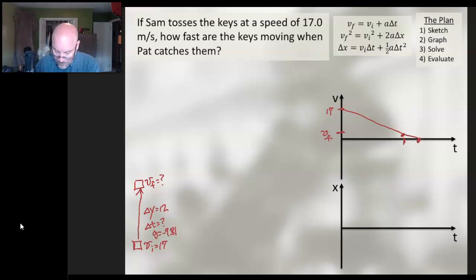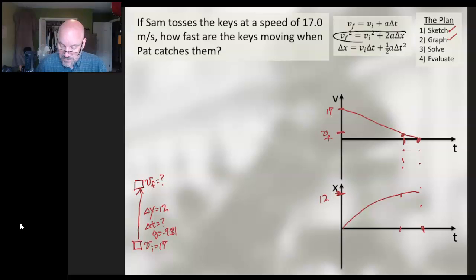Now what that looks like in position. Again, this over here would correspond to the apex of the trajectory. So we'd have something kind of like this. But at this point here, they're going to reach Pat right there. So there's 12 meters right there. Well, we're trying to find that final velocity. Okay, we got our sketch, we got our graph. Now we're ready to roll on some algebra.